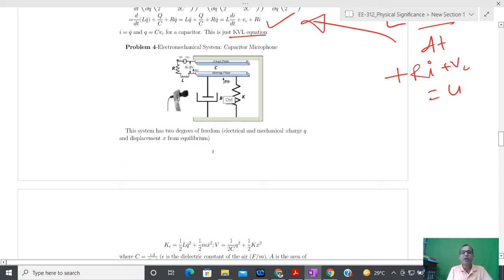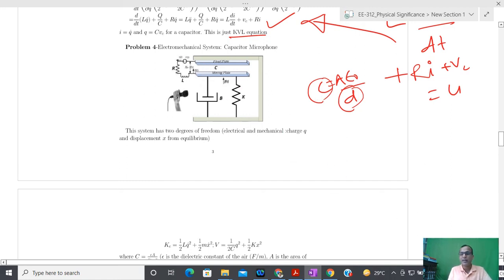Now suppose I have to build the mathematical model of this system. Here two different subsystems are involved: one is the electrical system, another is the mechanical system. The electrical system contains RLC, and the mechanical system contains mass, spring and damper. This plate is fixed and this plate is moving. You know that capacitance C equals A epsilon 0 by D, and here D is changing. This plate can move, so C changes, and whenever C changes, the voltage also changes.